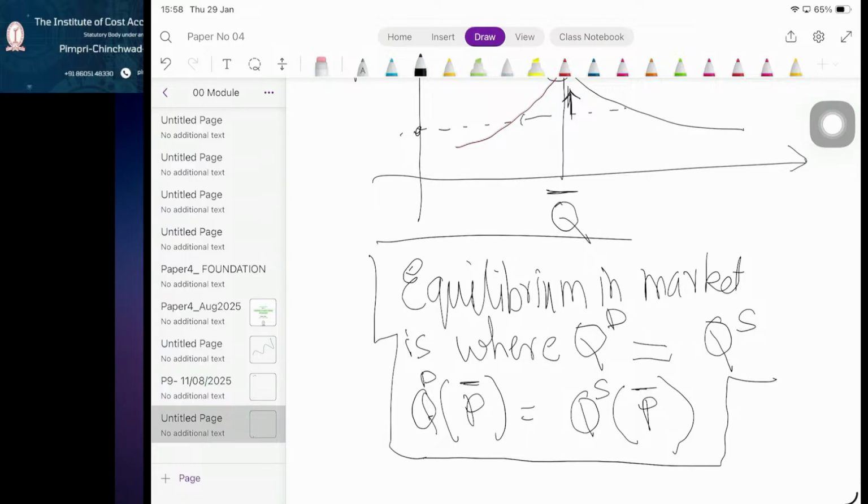Fine. Have you all drawn this diagram? Ensure that you have drawn the diagram. And also write the condition.